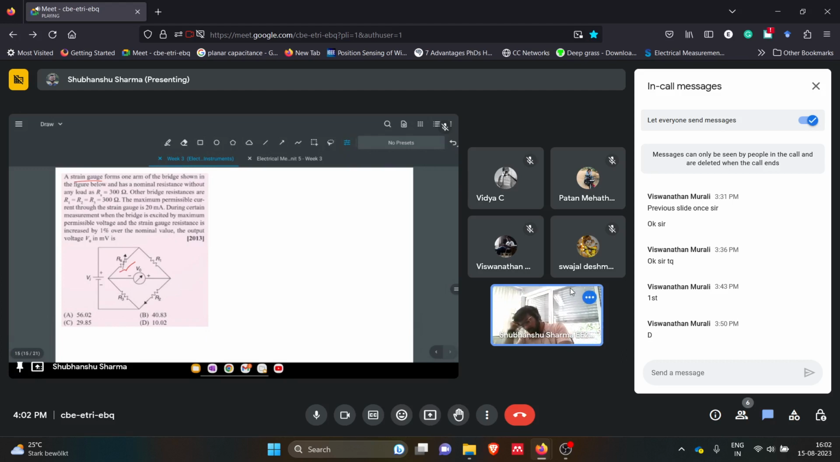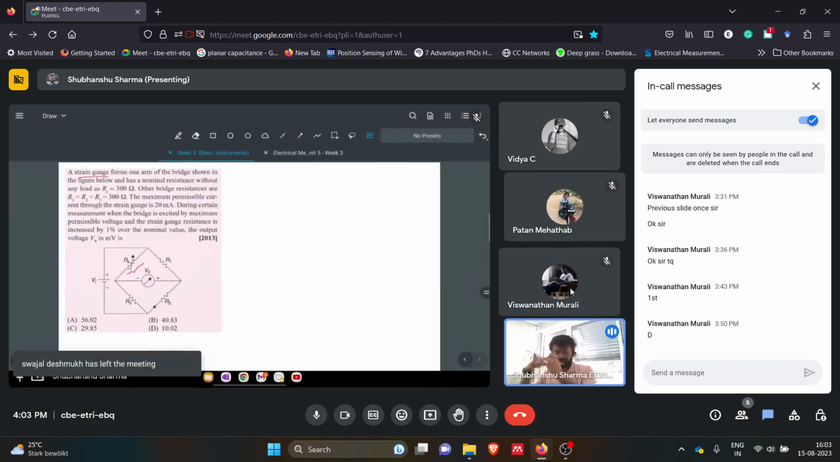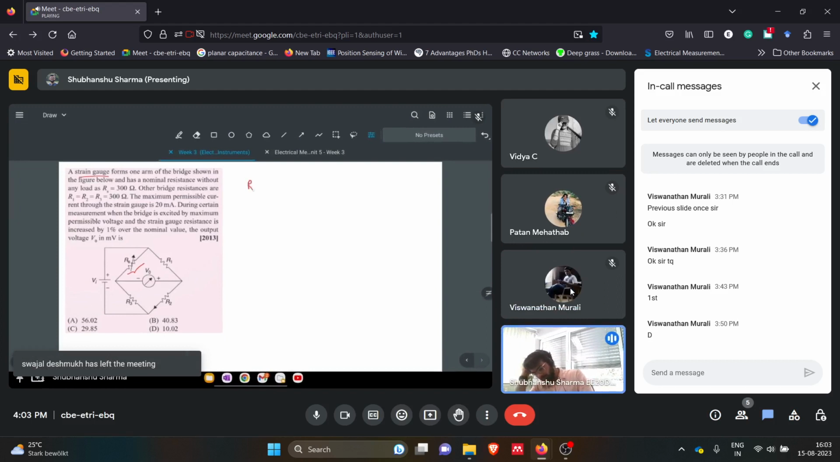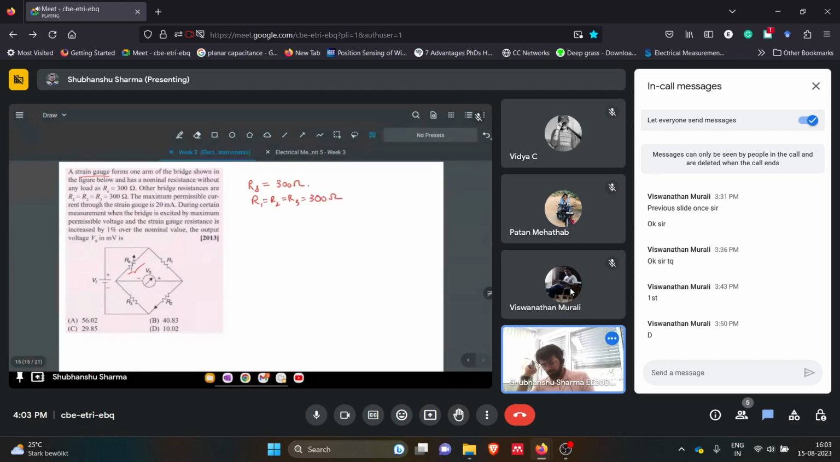So they are saying that without any load, Rs equals, okay, this is Rs. If it is not clear, yeah, this is Rs. So without any load, if on that strain gauge there was no pressure, there was no strain, then its resistance was Rs equals 300 ohms. And similarly for the others, R1 equals R2 equals R3 equals 300 ohms, and obviously this was the balance condition for the bridge.